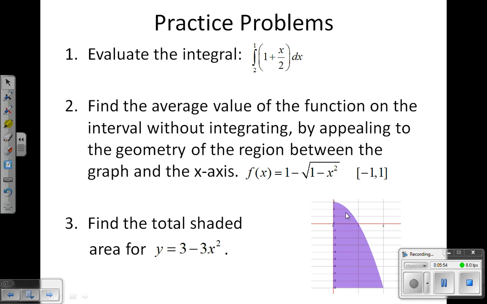So instead of integrating on the entire interval, I'm going to integrate from 0 to 1, and I'll get the area between the curve and the x-axis. So I'll get this part up here. I'm going to call that region 1.